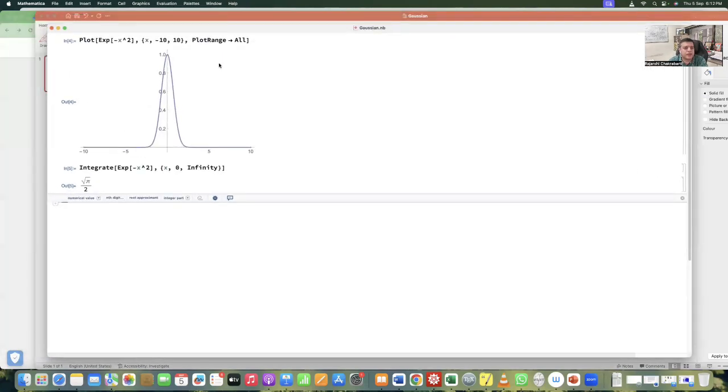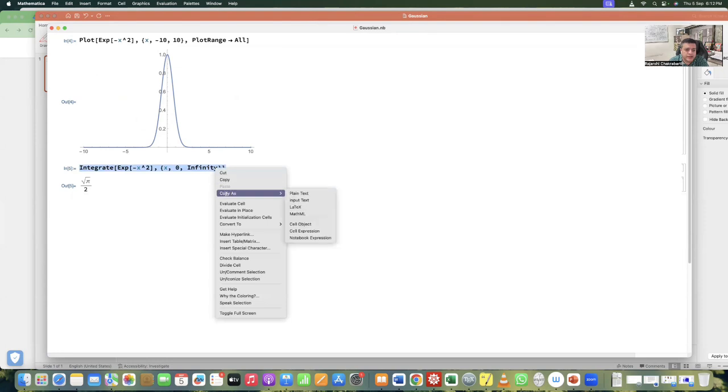And if you plot this function, it would look something like this, a bell-shaped curve. All of us know about it. It's a symmetric function, or an even function, around x equal to 0. And if you integrate this function from 0 to infinity, you get root over pi by 2.